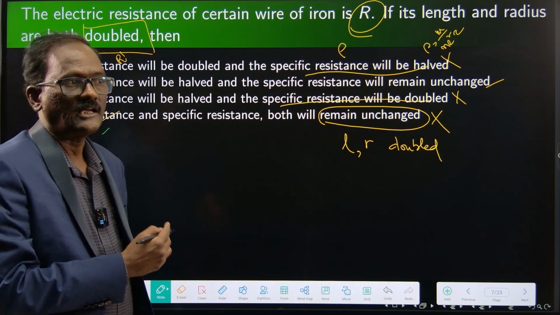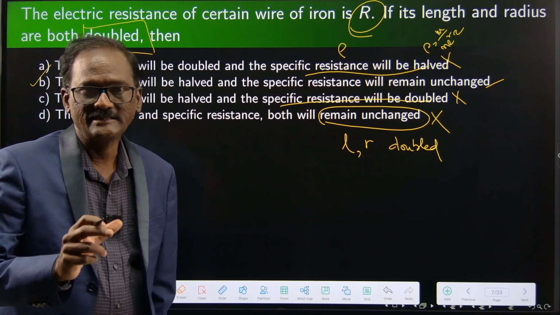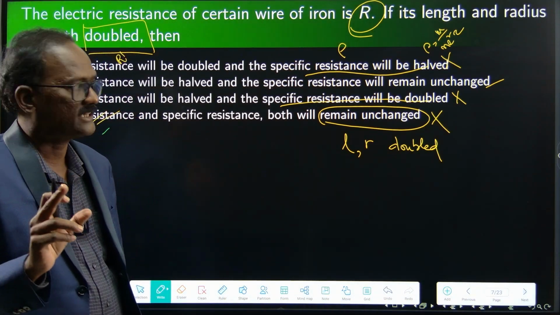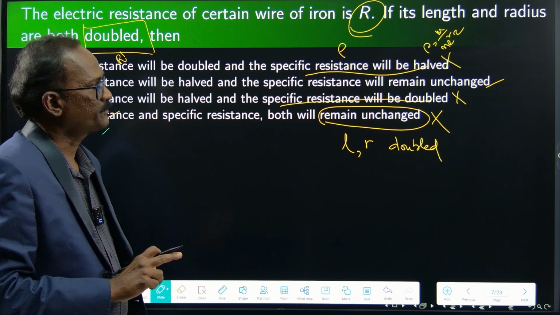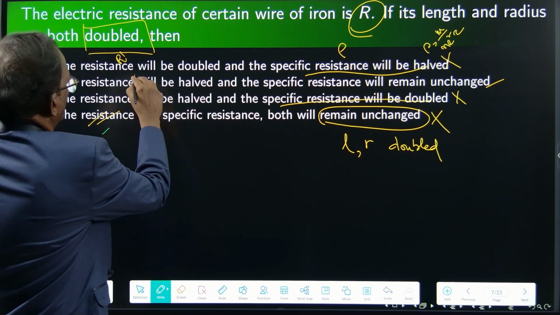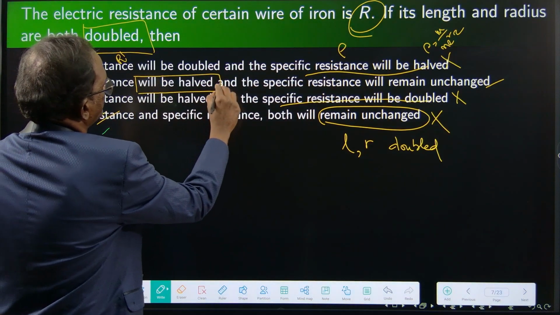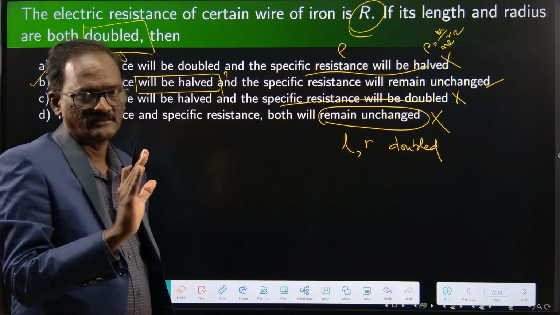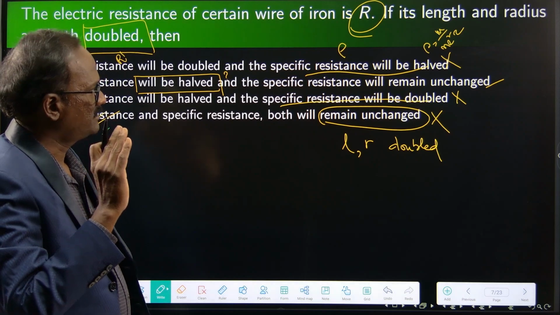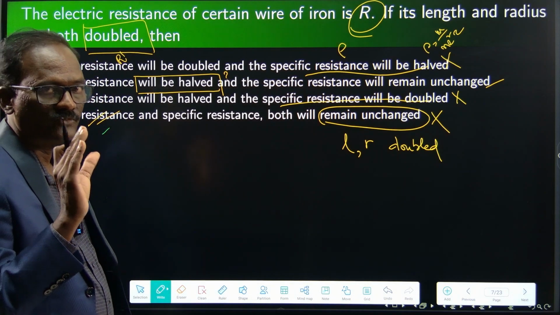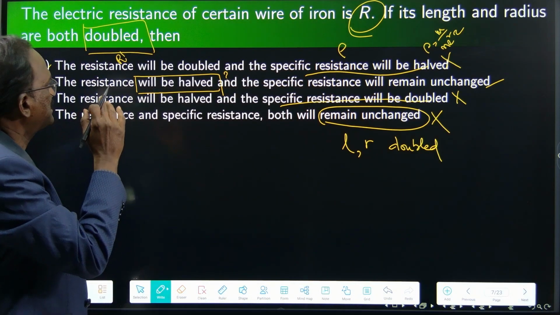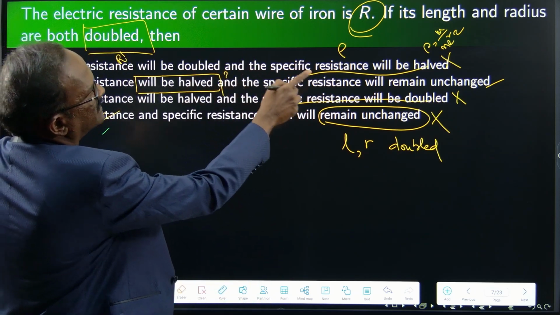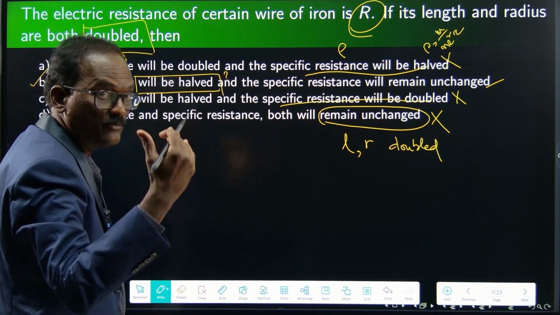I arrived at this answer by the elimination technique. I have eliminated the wrong answers and I have ended up with the right answer. Let us see the proof, how the resistance will be halved. Specific resistance will remain unchanged. Already we have seen it. This never changes for any given material. The resistance will be halved if you double the length and radius. If its length and radius are both doubled, right?